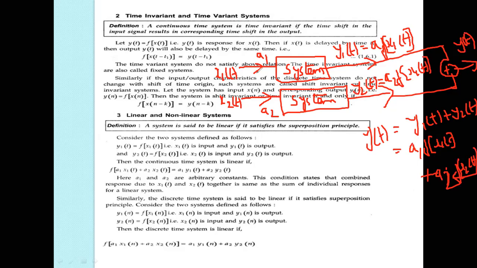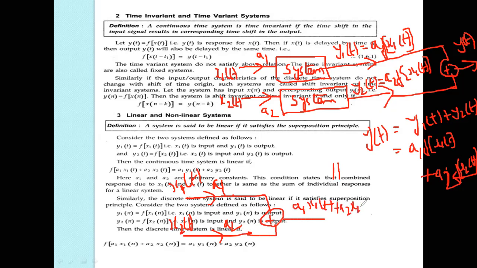When it is linear, y of t is equal to y1 of t plus y2 of t, which is a1 times a function of x1 of t and a2 times a function of x2 of t. Now I'm taking the same x1 of t, multiplying with a1, and x2 of t, multiplying with a2. Before giving to the system, I add these two signals, a1 x1 of t plus a2 x2 of t. Then after that you can give it to the system.